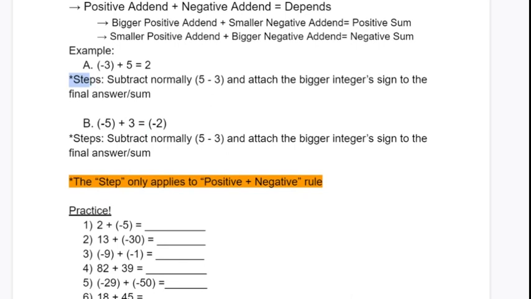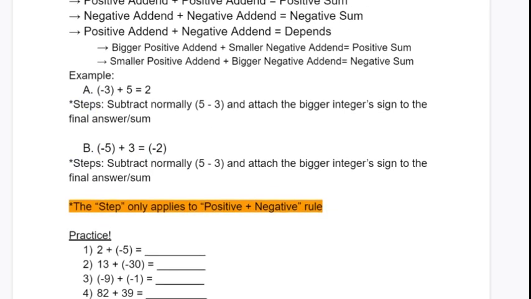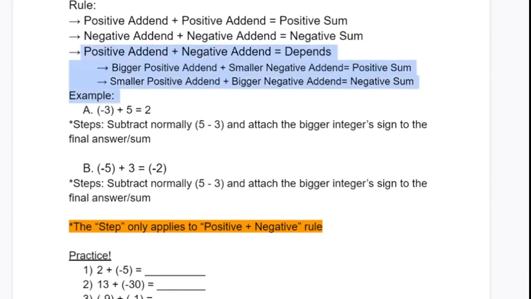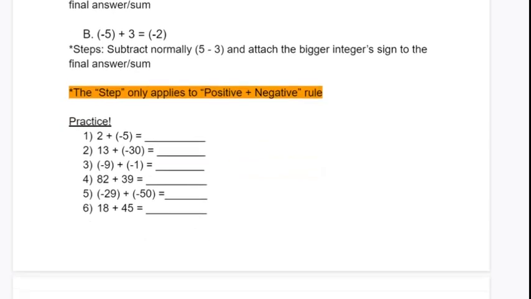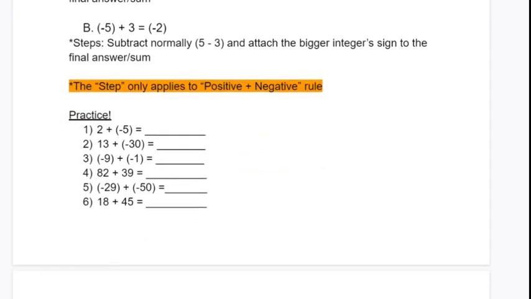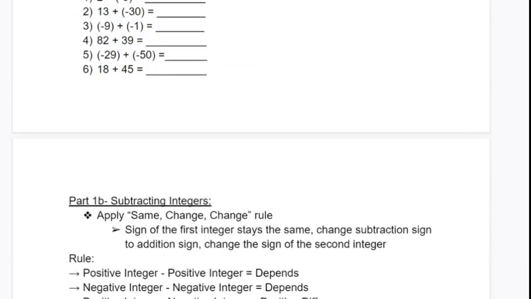And the reason I have some asterisks here is because the step only applies to the positive and negative rule. Like I said, I chose to do this rule just so you can see it better, because these two are pretty straightforward. So here are some practice questions for you. I recommend you do them. It really helps, and I'll put the answers in the description box.